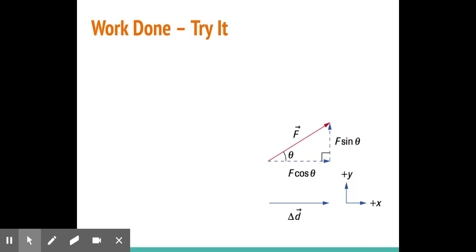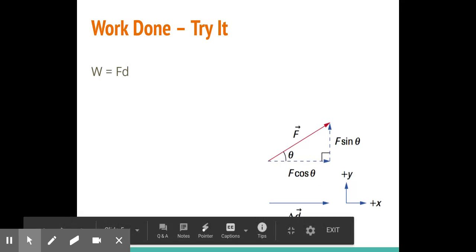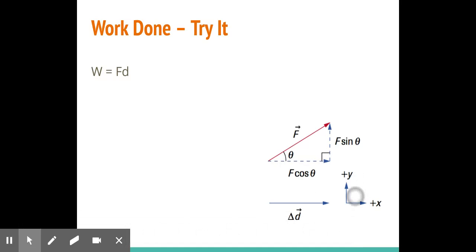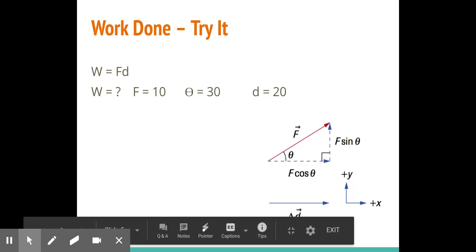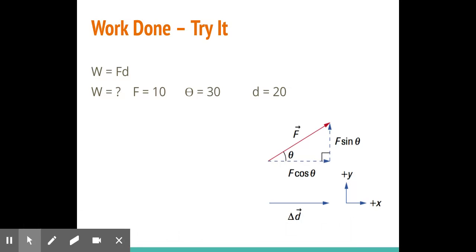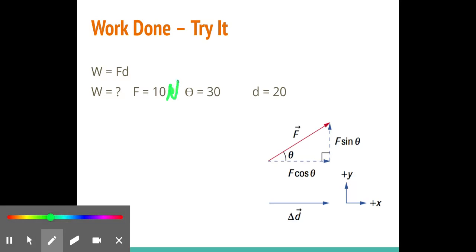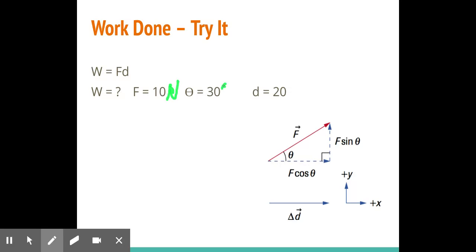So let's take a look here. So here, let's try it out. So we've got here, work is going to be equal to F times D, which we know. And then here are all the variables that we need. So we want to find the work, but this work is being done at an angle of 30 degrees. The applied force is 10 newtons, and then 30 degrees, and then 20 meters.